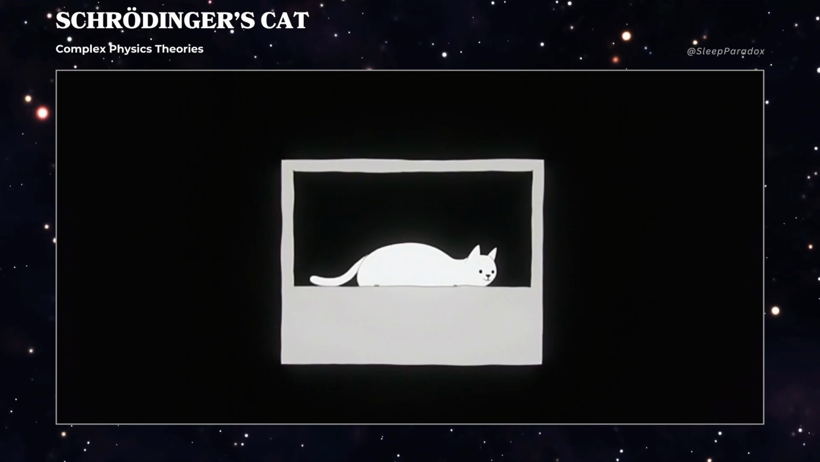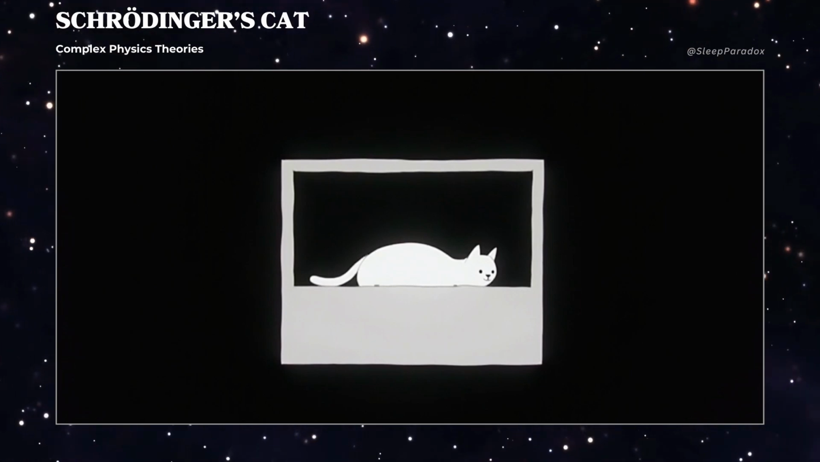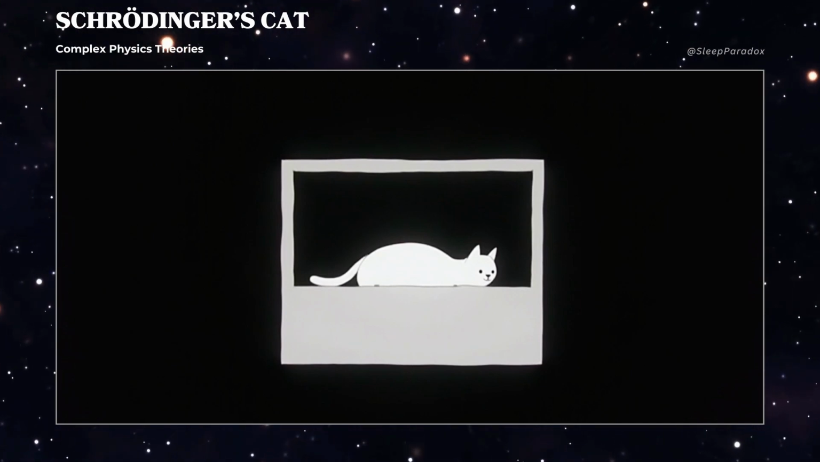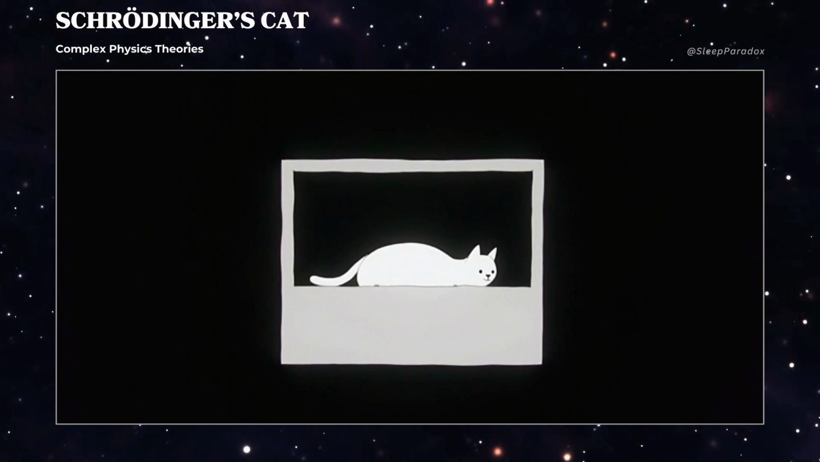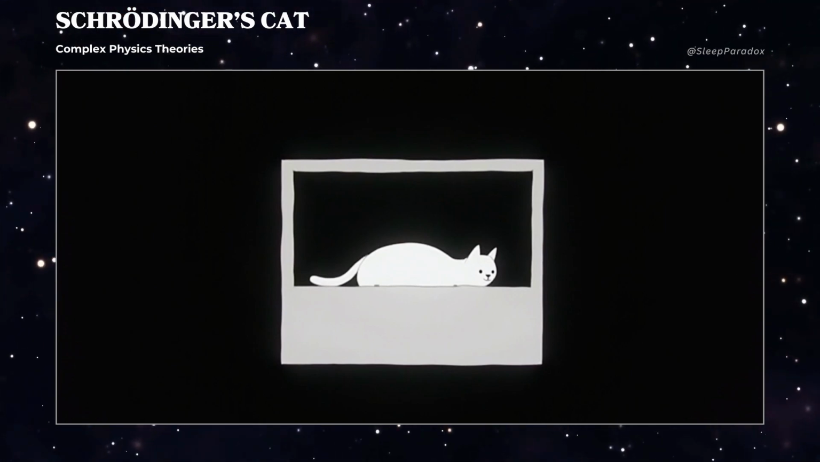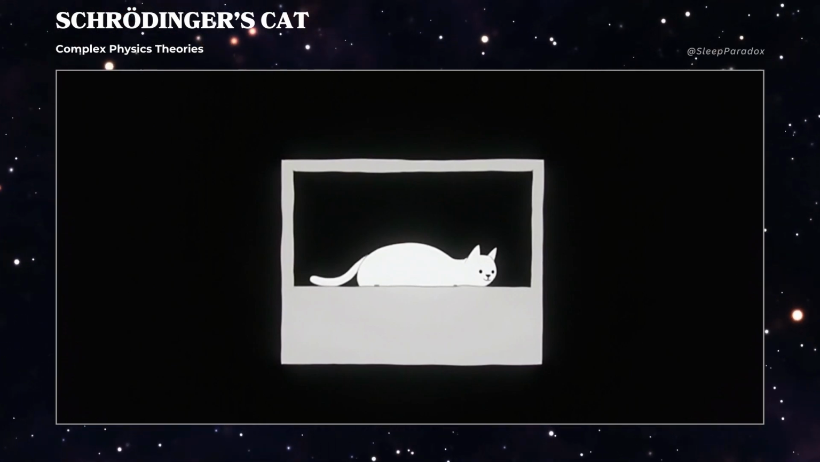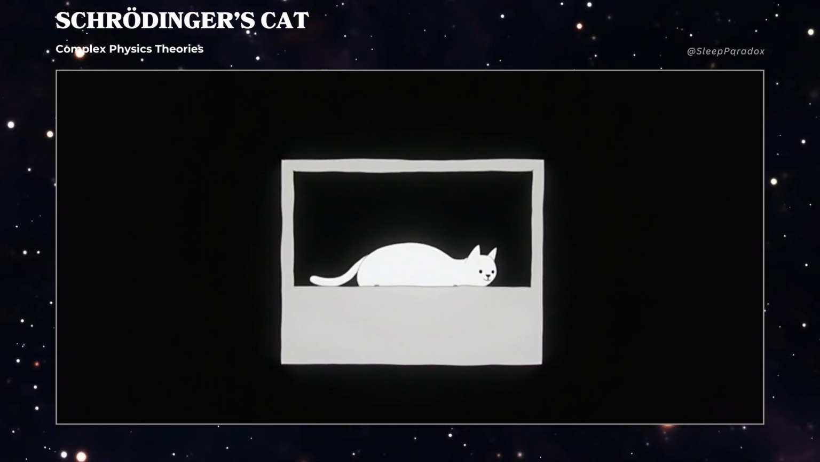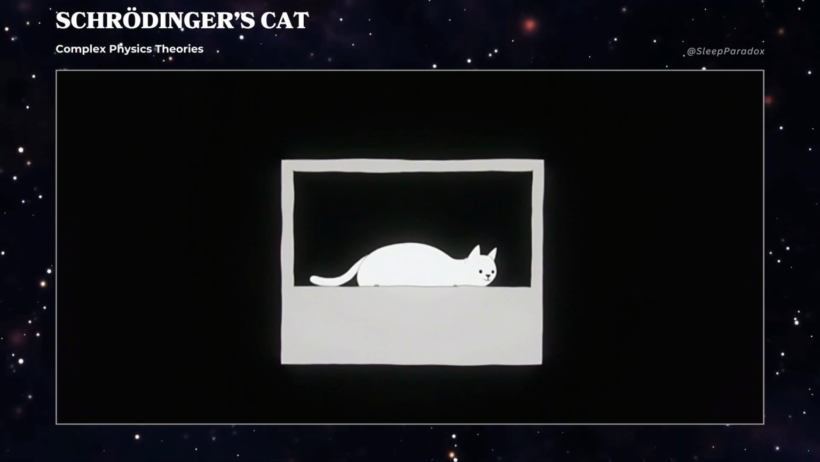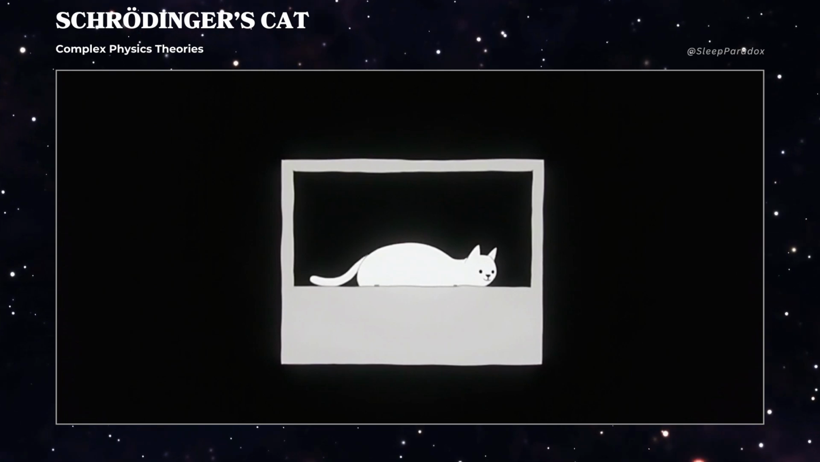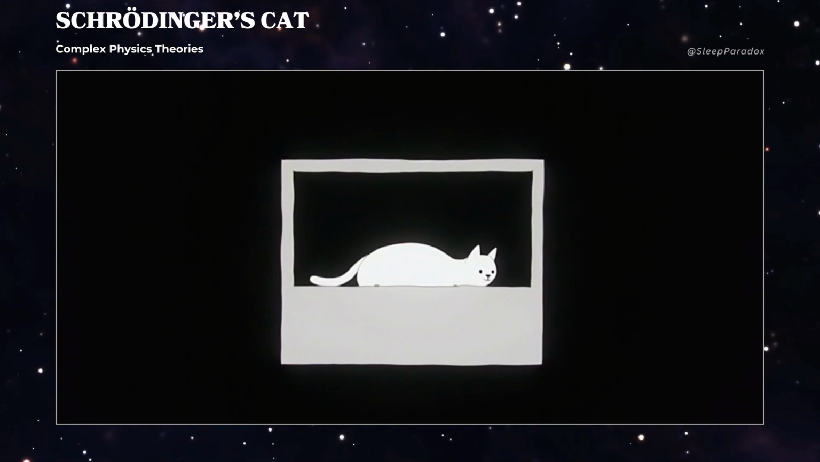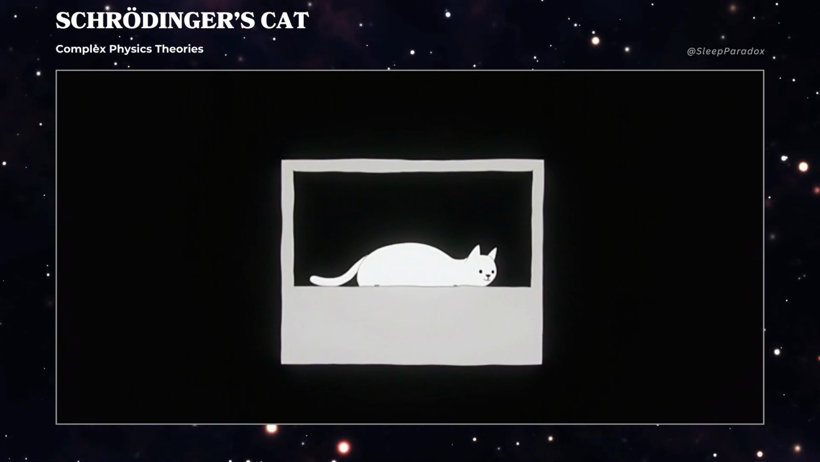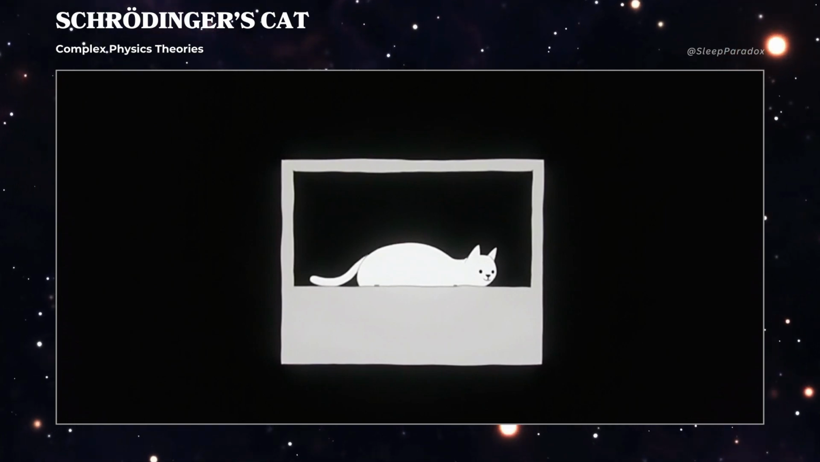According to this many-worlds interpretation, when the box is opened, the universe splits. In one universe, the cat is alive. In another, the cat is dead. Both outcomes are real, but they exist in parallel versions of reality. This might sound like science fiction, but it is one of the leading ways physicists try to make sense of quantum behavior without relying on a special role for the observer.